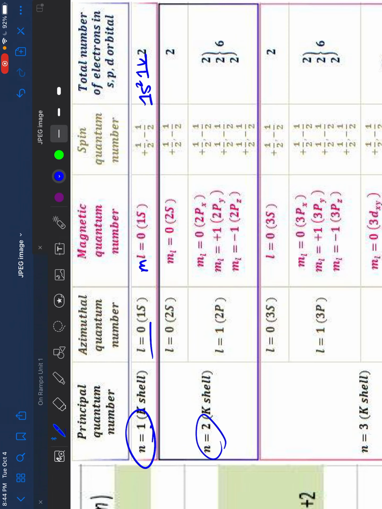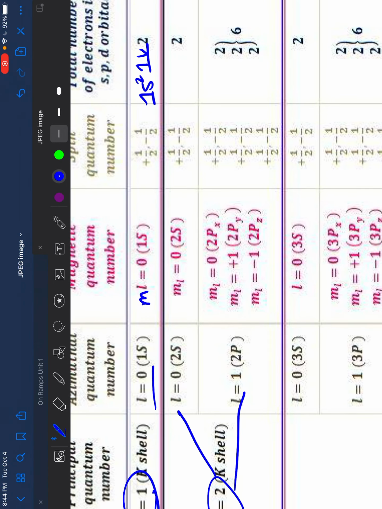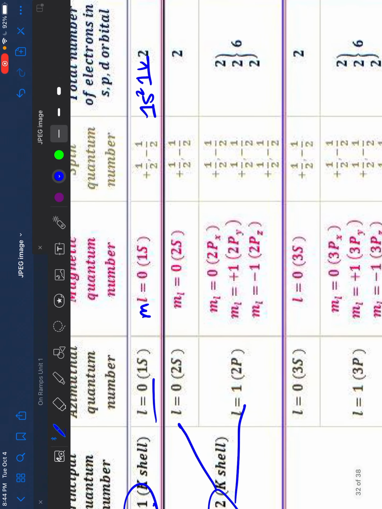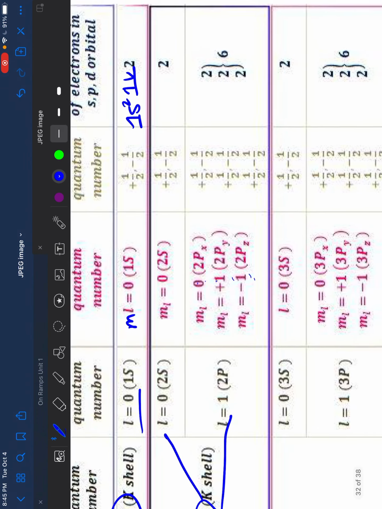Okay, n equals 2. You can either have 2s or you can have 2p. And again, for 2s, you can only have ML be 0, because negative L, 0, to positive L, 0, is 0. For 2p, L equals 1, so you go negative 1 to positive 1, and these are the possible ML values that you get.